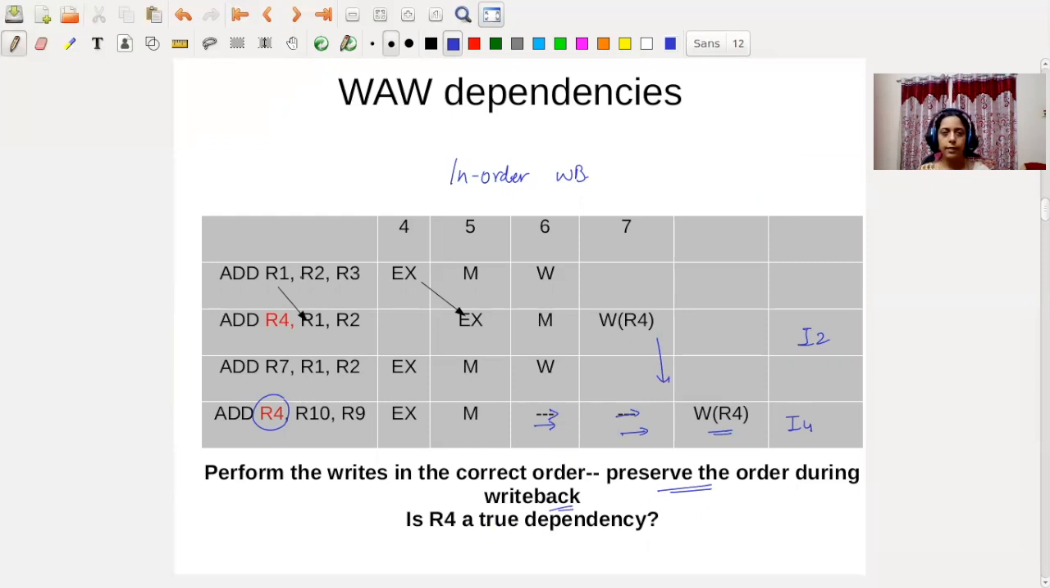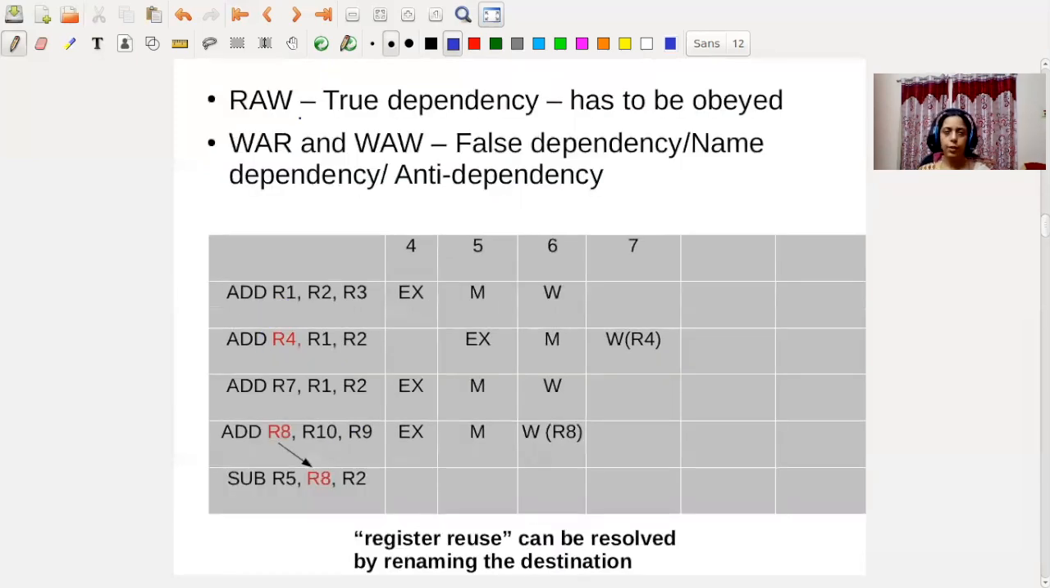So now the question is, is R4 a true dependency? R1 is a true dependency because you definitely need this value of R1 in order to start this instruction's execution, because otherwise you cannot really read R1. Now is R4 a true dependency? So now here come the two definitions. What is called a read after write hazard, which you're already aware of, is what is called a true dependency, because this has to be resolved, and without that there is no other workaround. So true dependencies have to be obeyed.